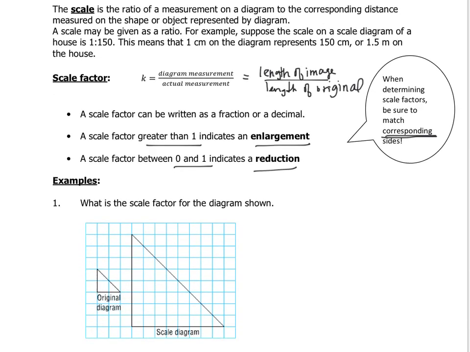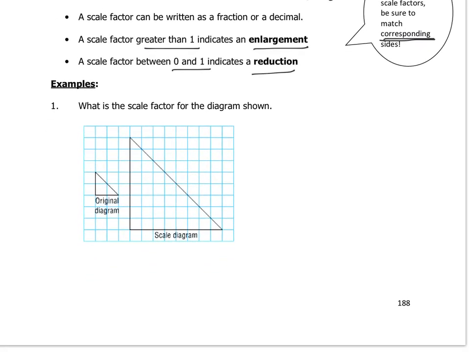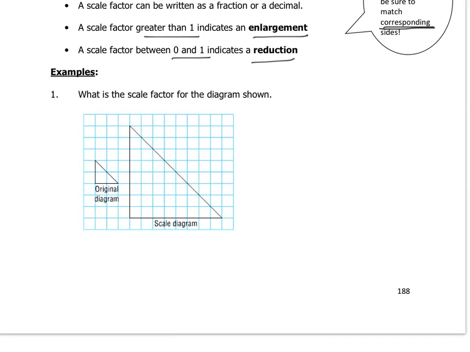So let's do some examples. The first one says, what is the scale factor for the diagram shown? You should look at that and see that the original is small and the new one is bigger. So we're expecting a scale factor bigger than 1 because the new one is an enlargement. Our scale factor, which we're calling K, is the image length over the original length.